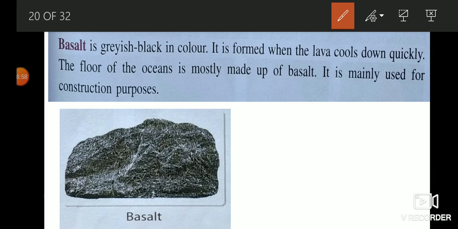Okay, so these are actually the basalt rock, and they are found in the floor of the ocean. They are actually present there. Okay, and their use is basically in construction. So construction of buildings or house construction, for that purpose we use this kind of basalt rocks.